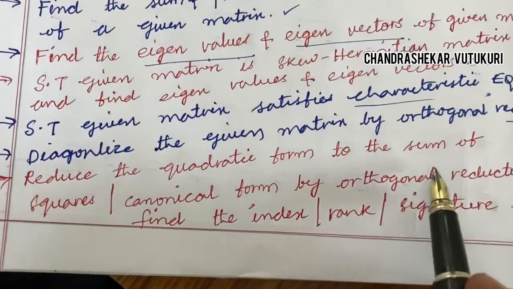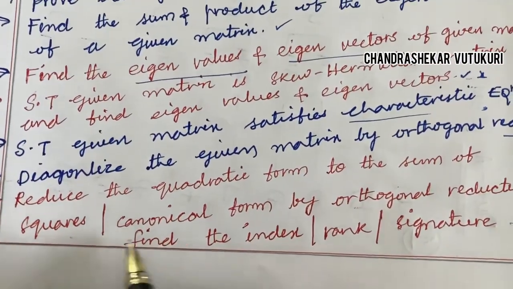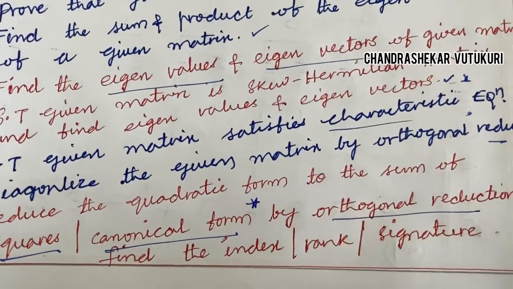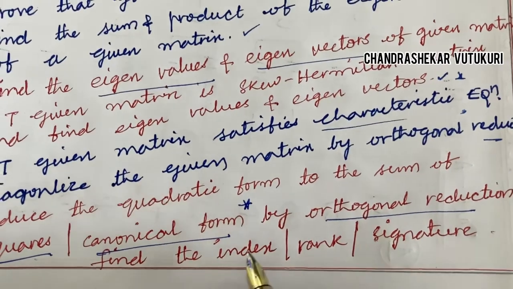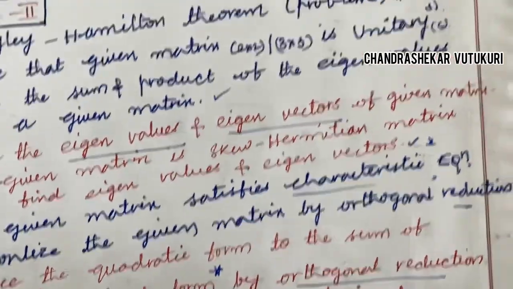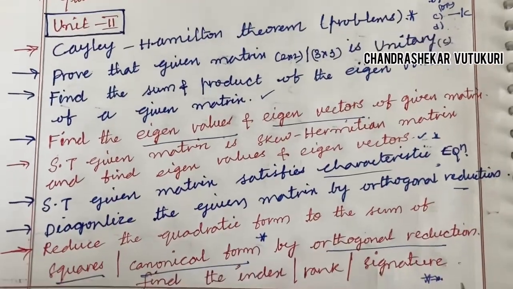Reduce the quadratic form to the sum of squares, canonical form. Canonical form may be the topmost question, by the orthogonal reduction method, as well as finding the index, rank and signature may be the short question. So these are the questions which I have covered from unit 2.